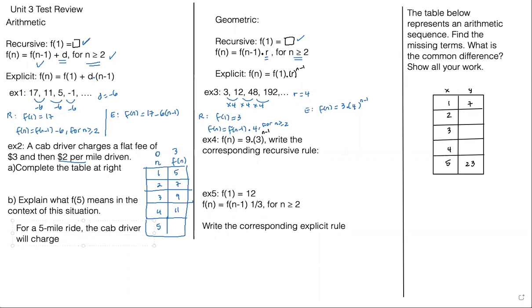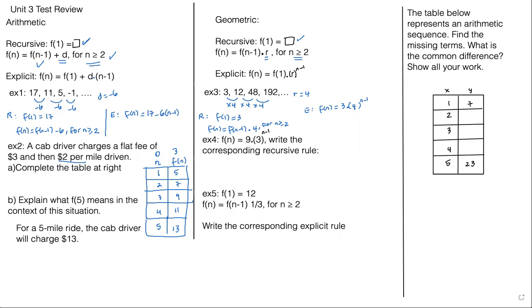Or she charges, they will charge, if you add 2 to 11, $13. Okay, and you can complete that in the table, which is going to be here. So that's what it means in the context. Make sure you don't say the amount of money that he will charge. Just say exactly what it is, which is for a 5-mile ride, he or she will charge $13. So specifically state that.